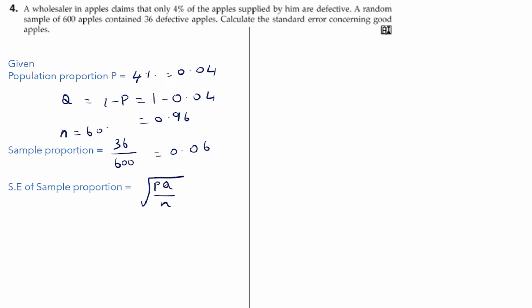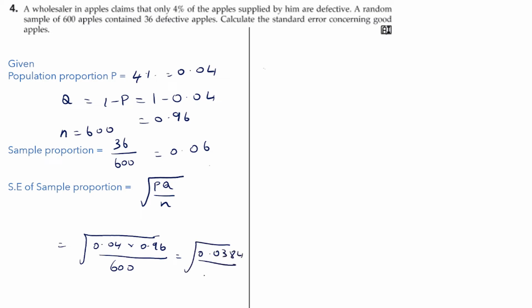N is given as 600. So P is 0.04, Q is 0.96 and N is 600. So when we simplify, we get root of 0.0384 upon 600, or standard error is equal to root of 0.000064. So this is 0.008. So the standard error of sample proportion is 0.008.